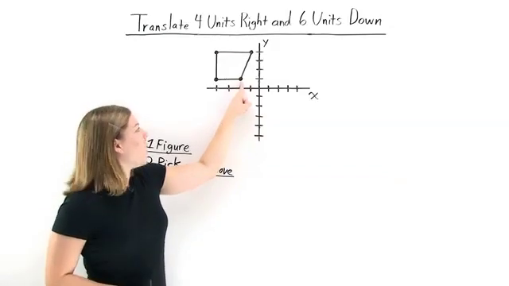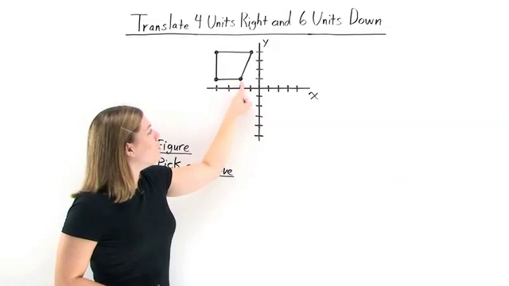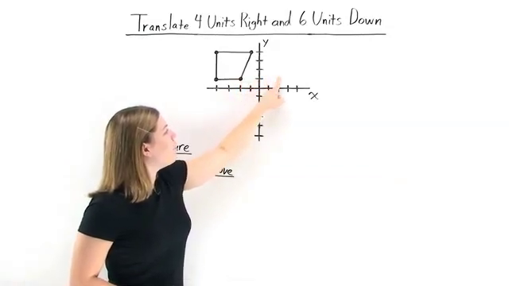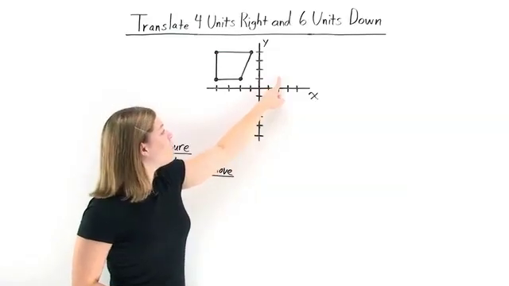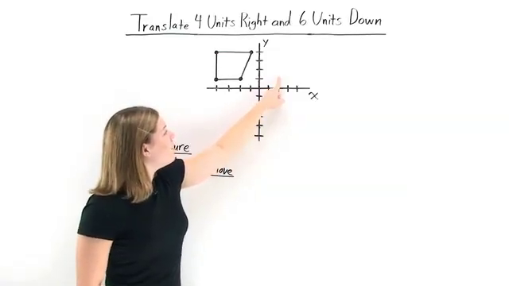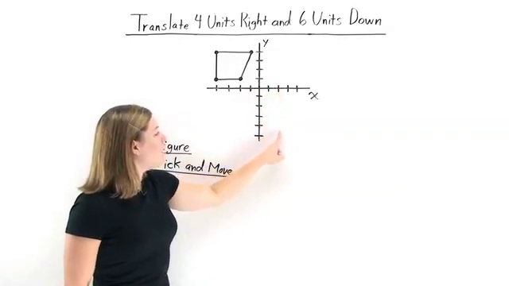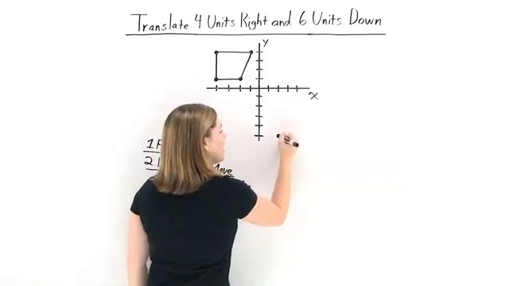First, let's move it to the right. To move this 4 units to the right, we want to count 4 units right. We count 1, 2, 3, 4. Then we want to count 6 units down. To translate it 6 units down, we count 1, 2, 3, 4, 5, 6. And we plot our point right here.